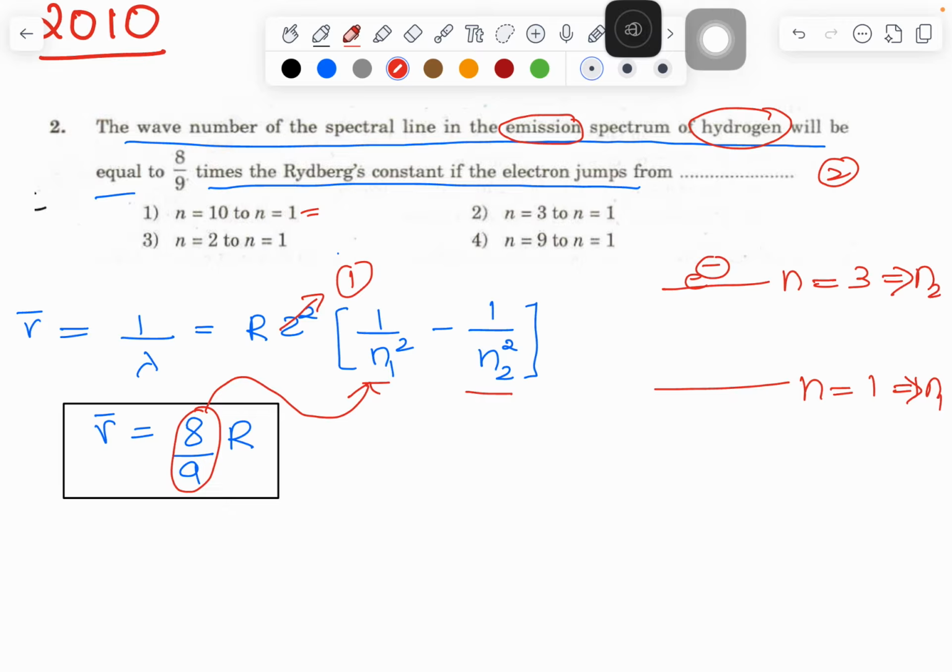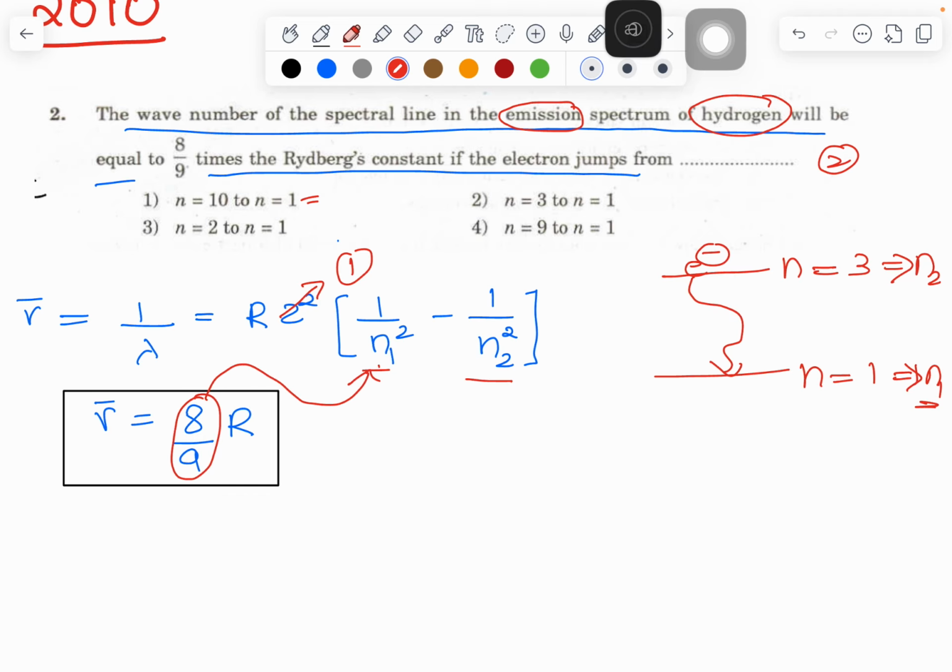So the electron has jumped back from n is equal to 2 to n is equal to 1. That is how it works. So here n1 is the ground state and n2 is the excited state. So let's see each value. The electron jumps from n is equal to 10 to n is equal to 2.